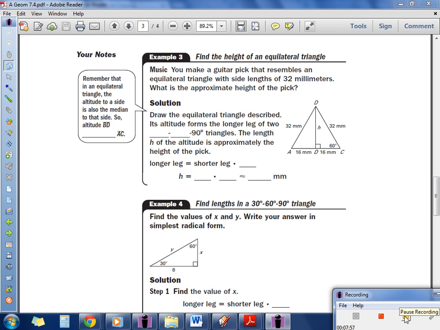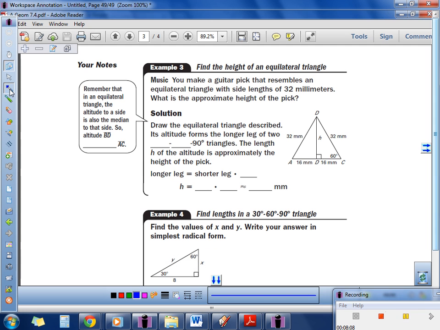Example 3 says you make a guitar pick that resembles an equilateral triangle with side lengths of 32 millimeters. What's the approximate height of the pick? First thing you need to remember is it's not going to give you this section that's down here in the solution. It's only going to give you this little paragraph up here, and you got to remember traits about equilateral triangles. So I want to remind you of this real quick.